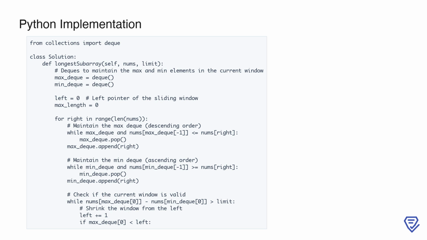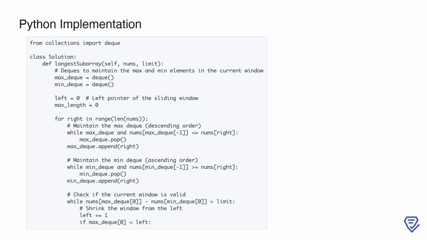Additionally, we set up a left pointer, which represents the start of our sliding window, and a variable max_length to keep track of the longest valid subarray we've encountered so far. Now, we iterate through the nums array using the right pointer, which represents the end of the sliding window. For each element, we first update our max_deque to ensure it maintains a descending order of values.